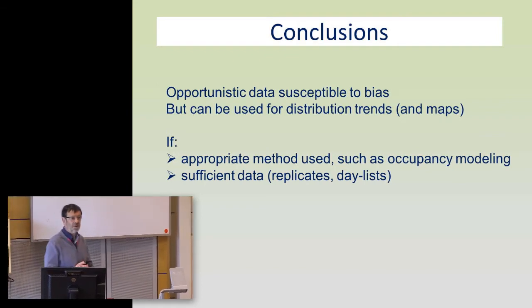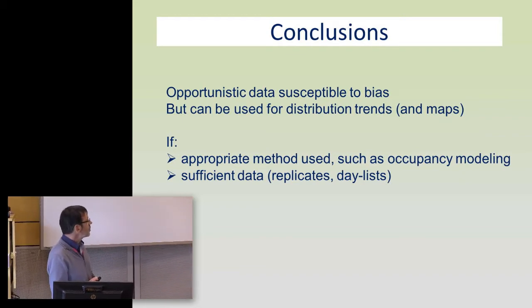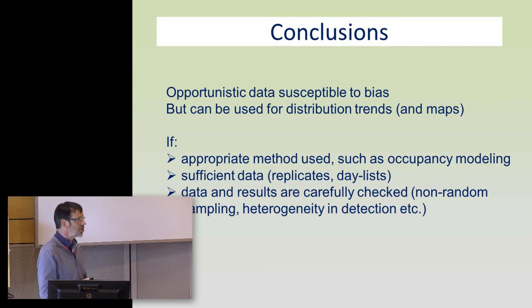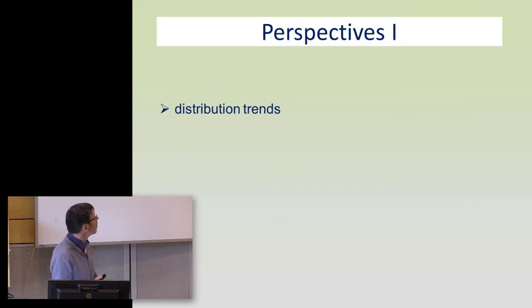Day lists are critical also in opportunistic data. It would be good to have them. And you need to check them carefully. It will always be an issue in opportunistic data to check the results for plausibility and to see whether there's something strange happening. That's the price of opportunistic data. But if you are successful, you get a lot of interesting results.